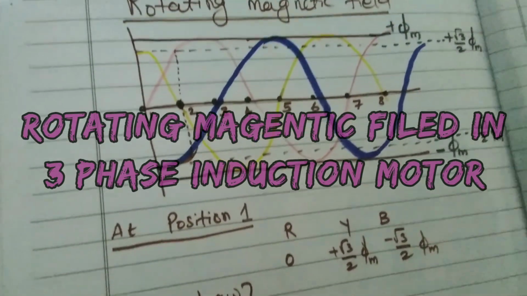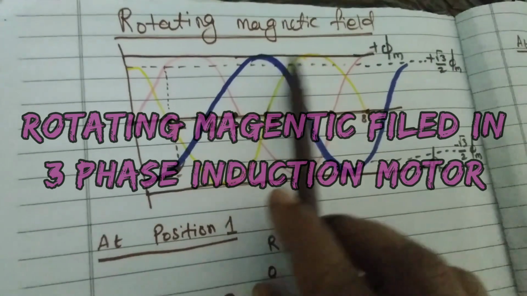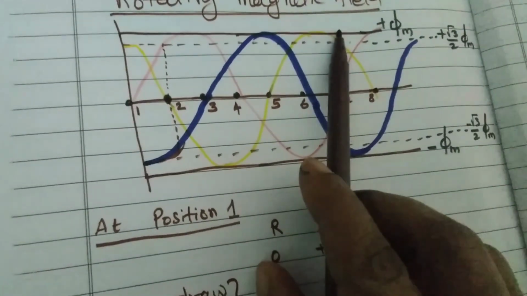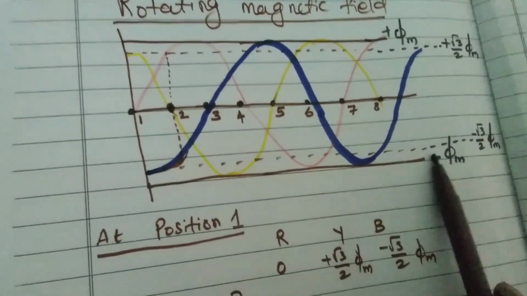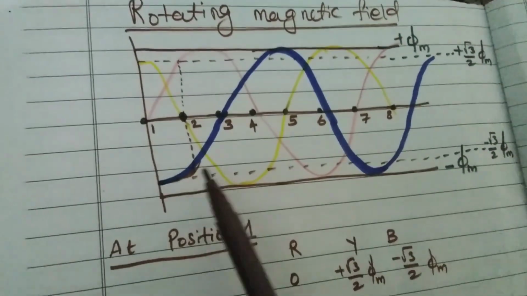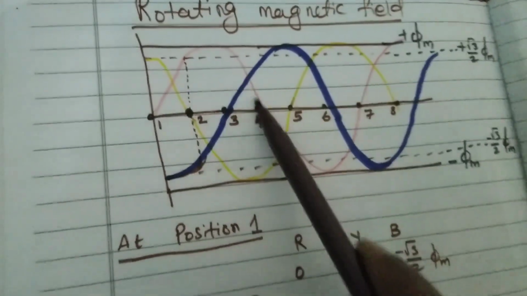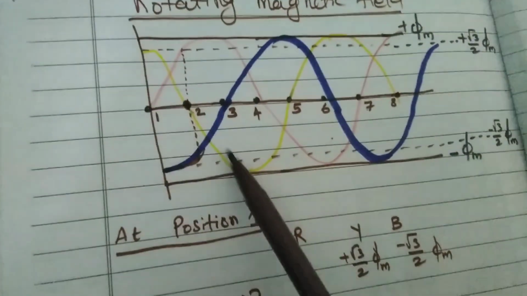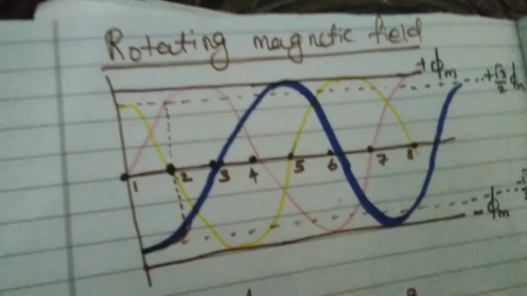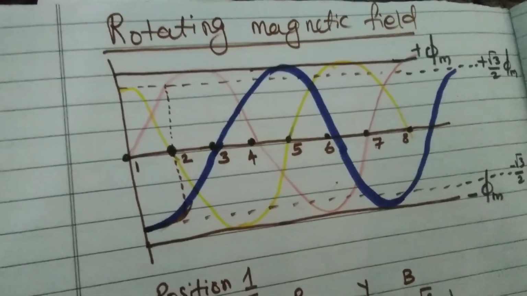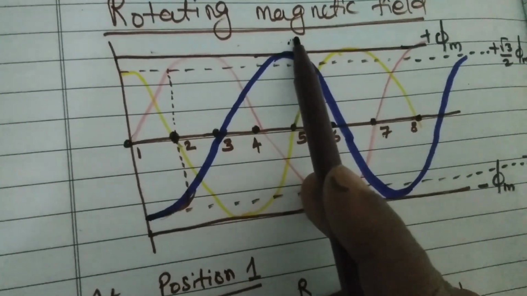Hello all. Now I am going to explain how the three-phase induction motor produces a rotating magnetic field. If it is three-phase, we should know how to draw a three-phase waveform. You can do it like this: first draw the R phase, then the Y phase, and then the B phase. Now how are we going to prove that the three-phase induction motor produces a rotating magnetic field?